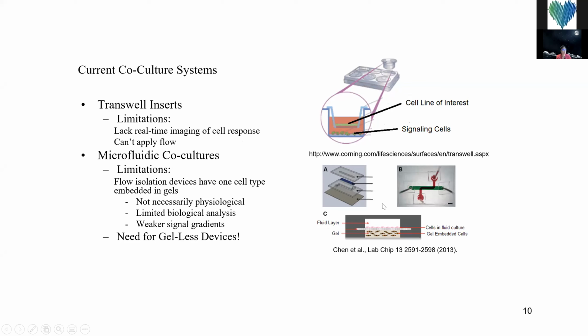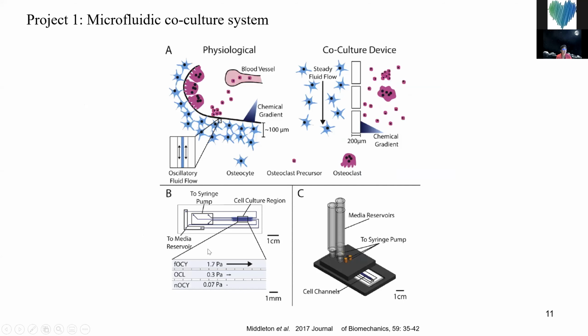Then there are microfluidic co-culture devices being established in many other fields. The problem with those available devices is that usually the flow device is isolated and has only one cell type embedded in the gels. They're not necessarily physiologically relevant, and they only allow very weak signal gradients, which is actually quite critical for bone cell apoptotic function.